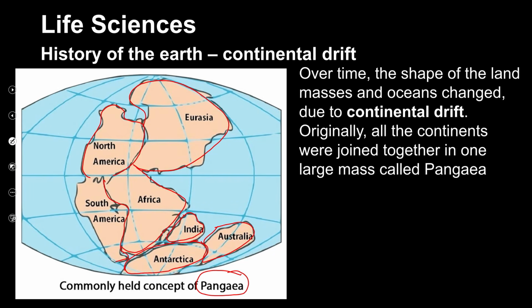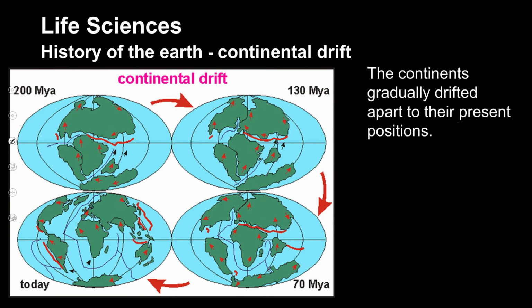And because all the continents were joined, animals could easily move from one of the continents to the other. Plants, their seeds could be blown, and we would find plants moving across this huge continent called Pangaea. But it didn't stay like that, because the continents gradually drifted apart. And we call that Continental Drift.